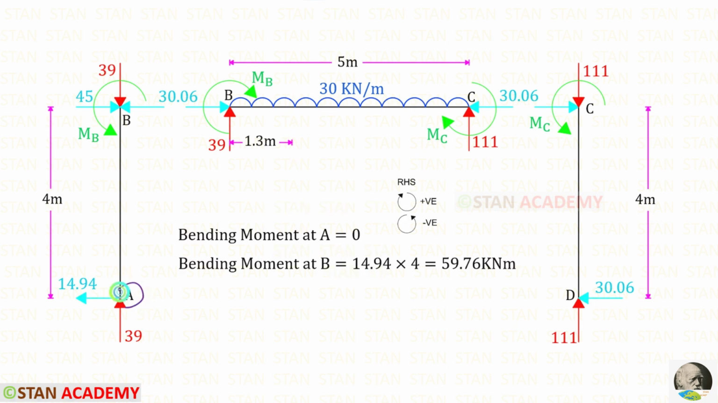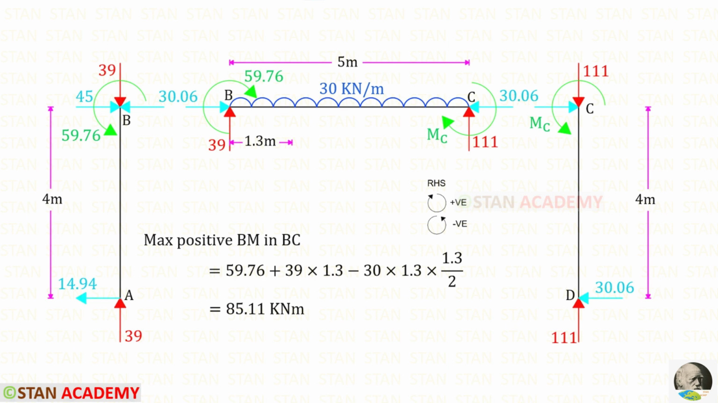To find the moments at A and B, we can use the right hand side rule. It is the hinged end, so the moment will be 0. Let us find the bending moment at B. HA is acting in the clockwise direction, so it will be positive, and the distance is 4. For bending moment at B, we will get a positive value. That means the moment at B is a sagging moment.